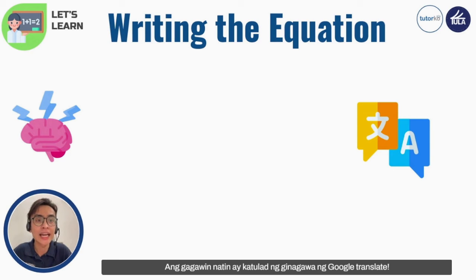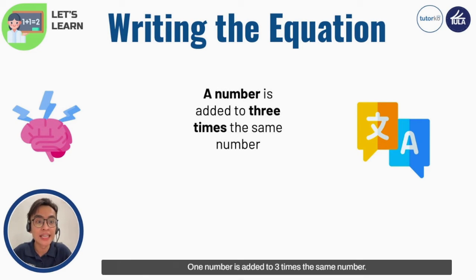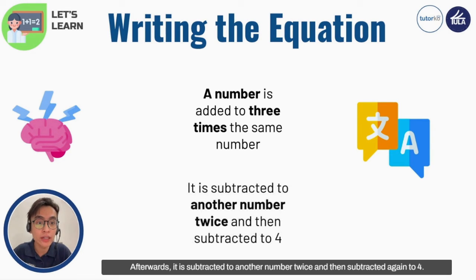Ang gagawin natin ay katulad ng ginagawa ng Google Translate. Pero imbis na from English to Filipino, ang gagawin natin ay from English to math. Did you know that math is considered a universal language? Recall from earlier that we have 2 distinct numbers. One number is added to 3 times the same number. Afterwards, it is subtracted to another number twice and then subtracted again to 4.